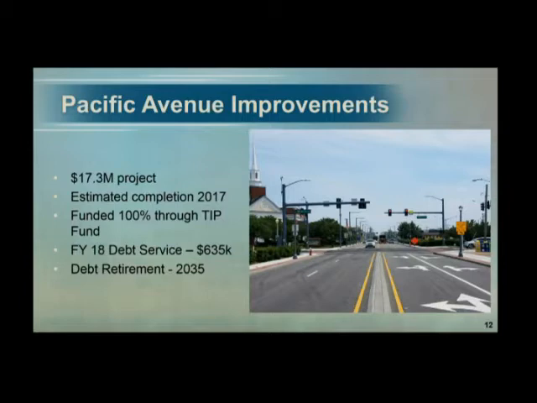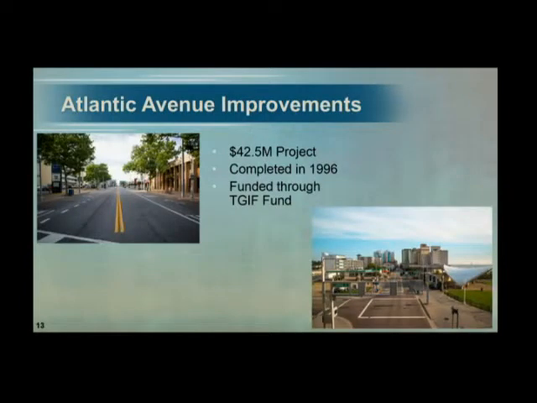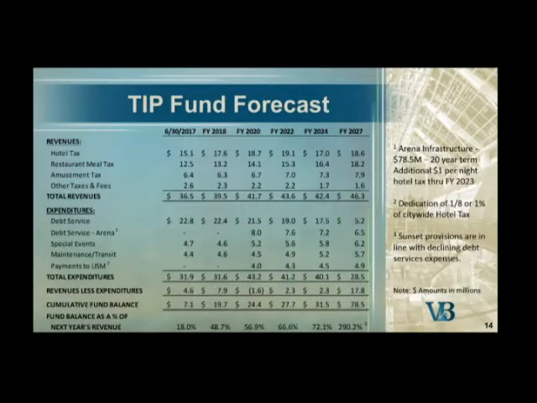Pacific Avenue, we've only issued part of the debt. We do most of the debt on a reimbursement basis, so we're only paying $635 right now. That should be paid off in another 20 years or so. Atlantic Avenue, that's all been paid for, $42.5 million.